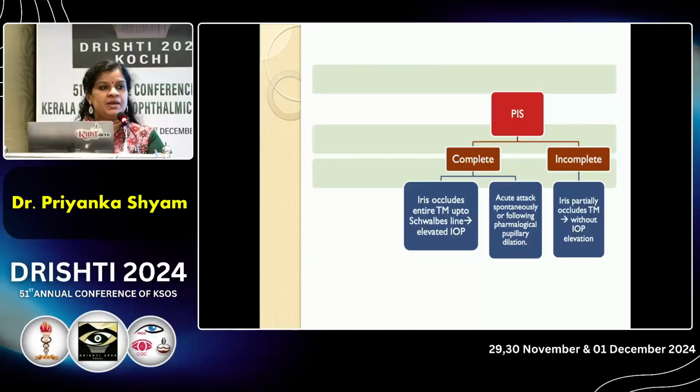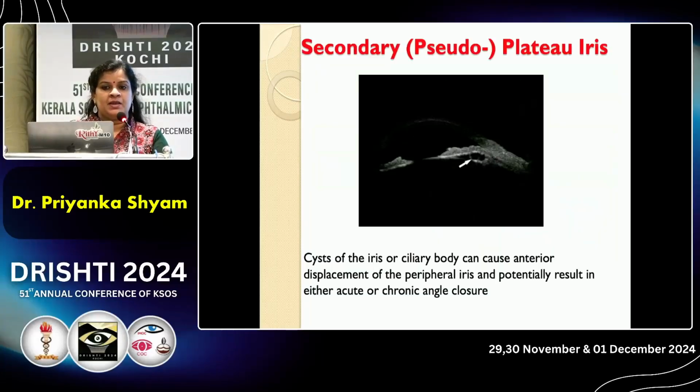Plateau iris syndrome can be complete or incomplete depending on the extent of the iris occluding the trabecular meshwork. If it is complete, it can result in elevated IOP, and it results in an acute attack spontaneously or following pharmacological pupillary dilatation. Whereas in the incomplete form, there won't be any IOP elevation. Now, secondary or pseudo-plateau iris is caused by cyst of the iris or ciliary body.